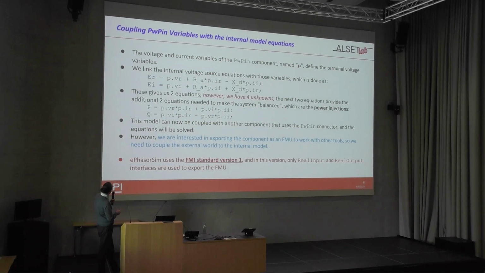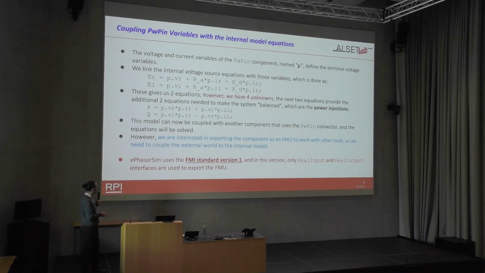And so what is left is to link the equations to the pins. So these are the real and imaginary voltages, and I link them to the currents of the pins. But if you do this, you have 4 variables and you're missing 2. Basically, to add the other 2 variables and have a balanced model, you have to add active and reactive power equations and link them to the pins. So now, basically, this is a balanced model.